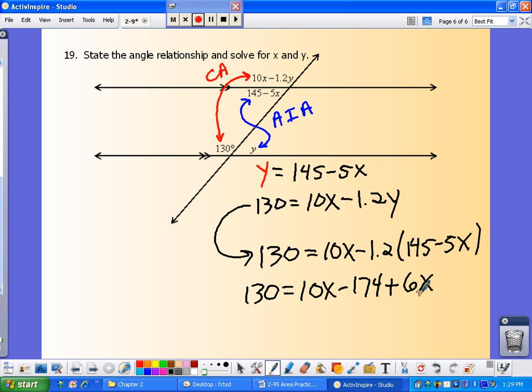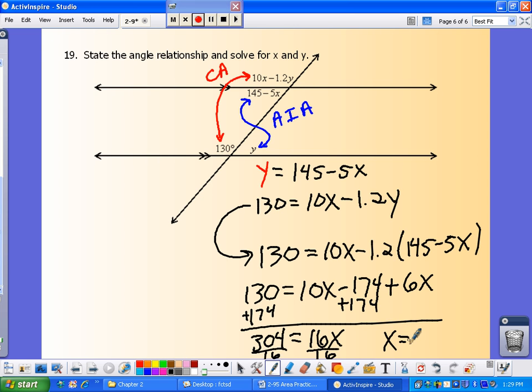I'm going to add the 174 to both sides. So that's 174, and I get 304 on one side. And on the other side, 10x and 6x just make 16x. To finish, we just need to divide by 16, right? So dividing by 16 on both sides, I get x equals 19.